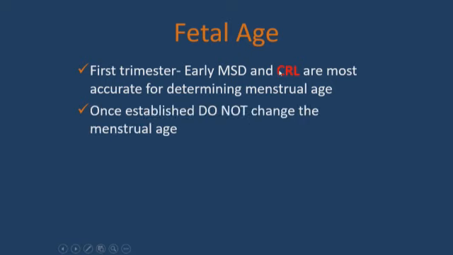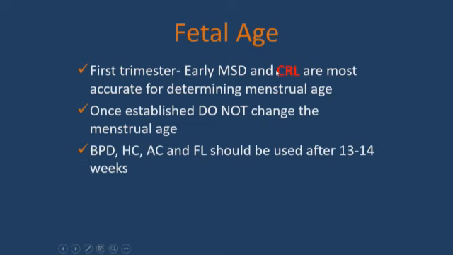So once that gestational age is established, make sure you do not change it, because otherwise you just have a change in due dates. In the second trimester, it's these 4 measurements, the BPD, head circumference, abdominal circumference, and femur length, that is going to be giving us the best estimate of the baby's age. But as we get further into the gestation, the less accurate ultrasound is for dating purposes.